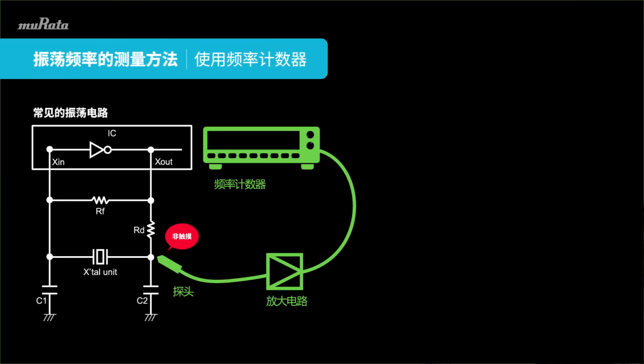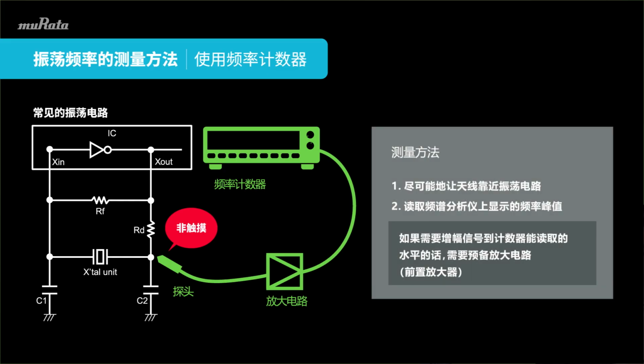Even when using a frequency counter, you will be probing without contact. In many cases, signal amplification is required to acquire a measurable level, and it is necessary to prepare an amplification circuit. You can also use an oscilloscope as an amplifier circuit and measure the output signal from the oscilloscope with a frequency counter. Note that the frequency that appears on the screen of the oscilloscope often has low measurement accuracy. We measure the oscillation frequency using a spectrum analyzer for reference.